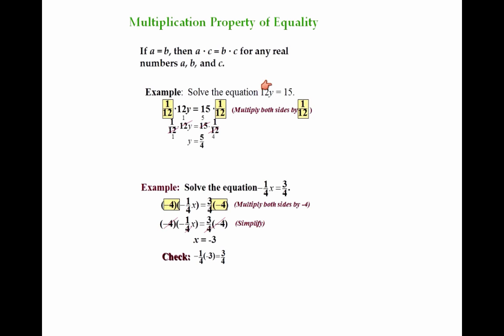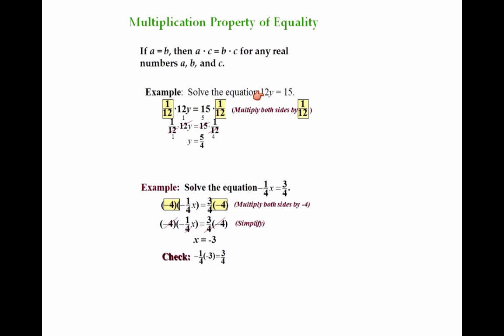12y is equal to 15. Okay, I want to eliminate this 12. This is the coefficient of my variable y. To eliminate 12, I need to multiply by its reciprocal. What's the reciprocal of 12?